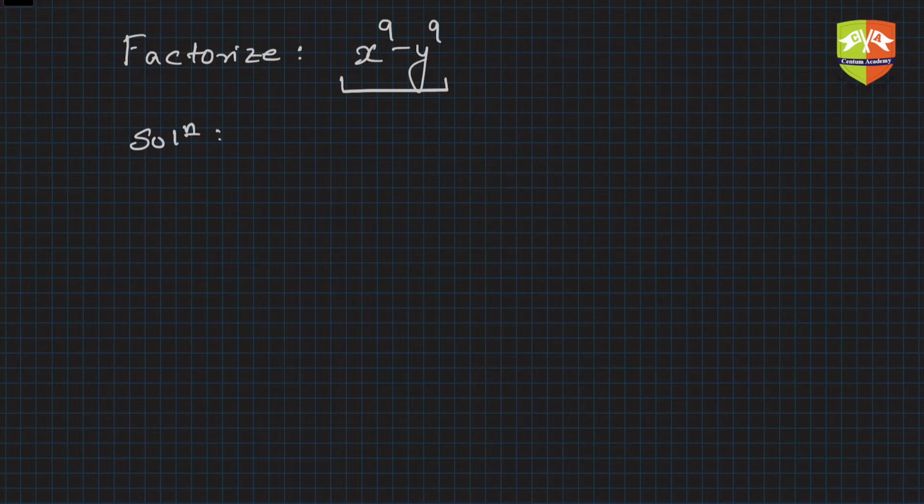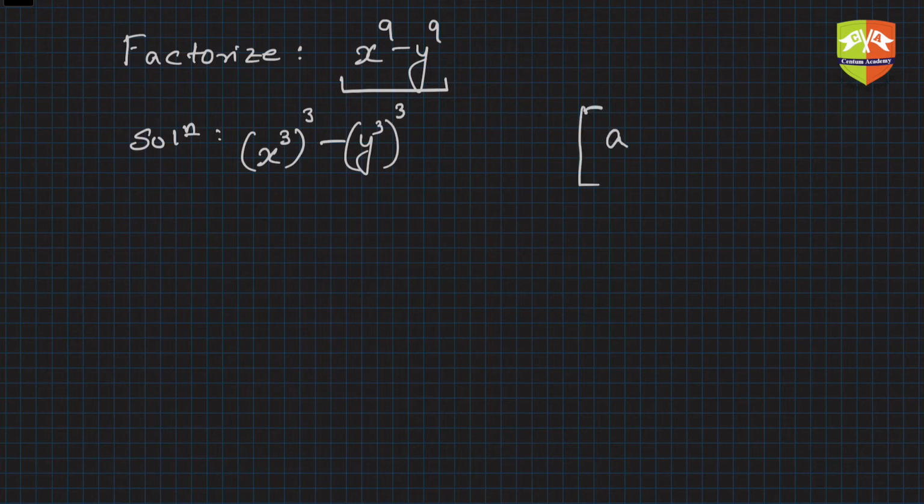The first thing is to look for the powers and try to reduce them into the known formats. We know cubes, so let us try to reduce it to cubes. Clearly x to the power 9 can be written as cube of x cube, and y to the power 9 can be written as cube of y cube. Then we already know that if two terms are expressed as a difference of two cubes, we have learned how to factorize it.